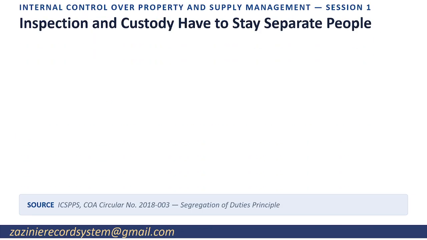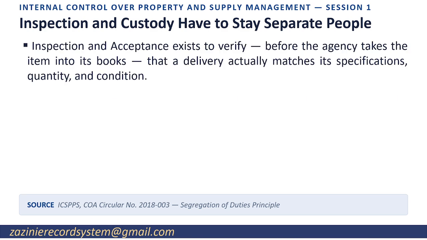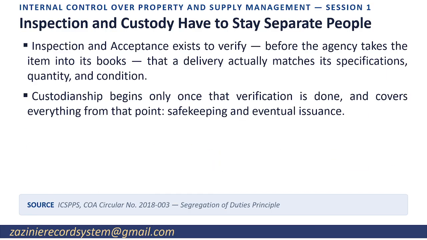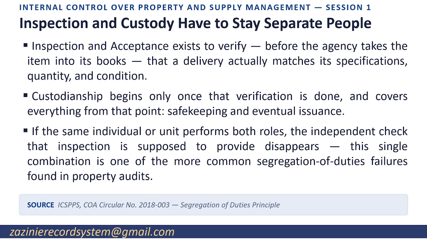Inspection and custody have to stay separate people. Inspection and acceptance exists to verify, before the agency takes the item into its books, that the delivery actually matches its specifications, quantity, and condition. Custodianship begins only once that verification is done, and covers everything from that point, safekeeping and eventual issuance. If the same individual or unit performs both roles, the independent check that inspection is supposed to provide disappears. This single combination is one of the more common segregation of duties failures found in property audits.